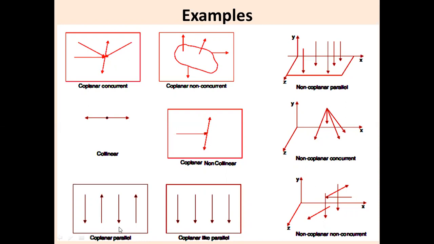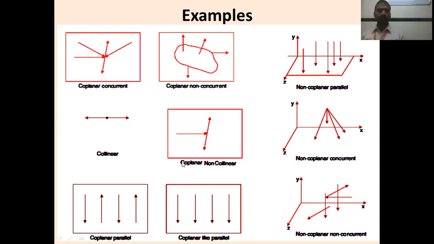See, all the forces are acting in the same plane, but they are parallel to each other. How are they parallel? Either like parallel or unlike parallel. One force is moving downward, another force is moving in the upward direction. It means they are an unlike parallel force system.